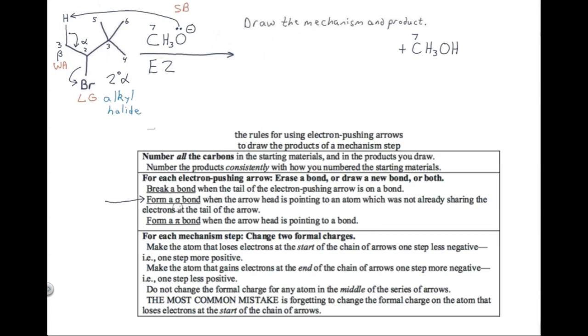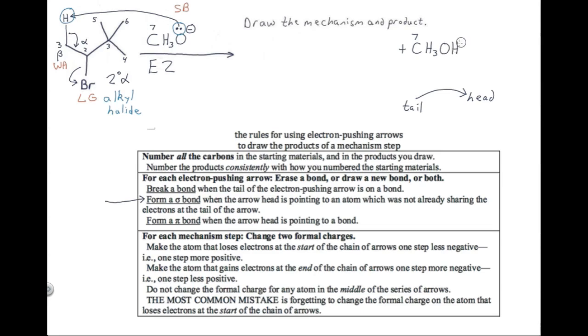Technically, for this arrow, we've used this rule. You should form a sigma bond when the arrowhead is pointing to an atom which was not already sharing the electrons at the tail of the arrow. I know that sounds a little bit complicated, but the way that it applies here, notice that at the head of this arrow we have the hydrogen, and at the tail of this arrow we have this lone pair on the oxygen. Well, notice that in this picture, the hydrogen is not yet sharing the electrons at the tail of the arrow.